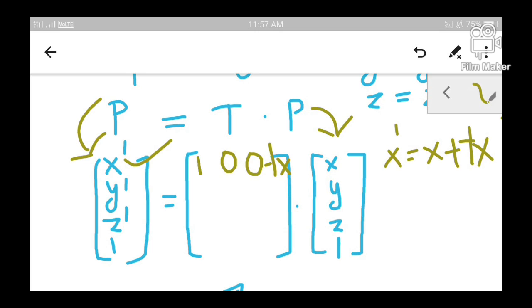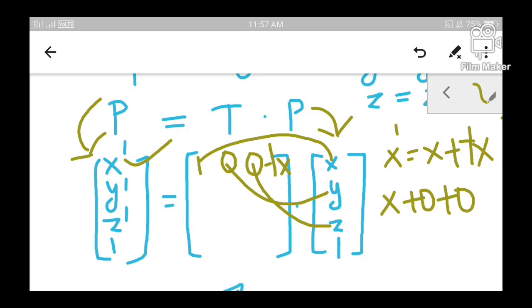Let us now multiply. 1 into x will give you x. 0 into y will give you 0. 0 into z will give you 0. And tx into 1 will give you tx. That means x plus 0 plus 0 plus tx is x plus tx. So typically you got the equation for x dash.